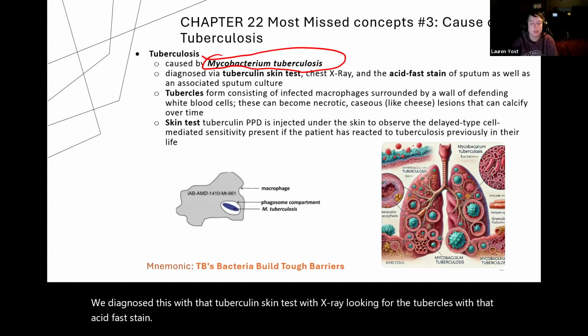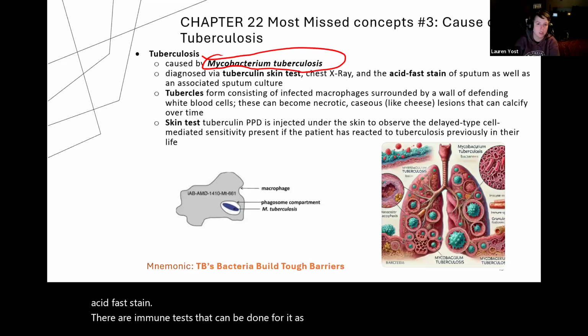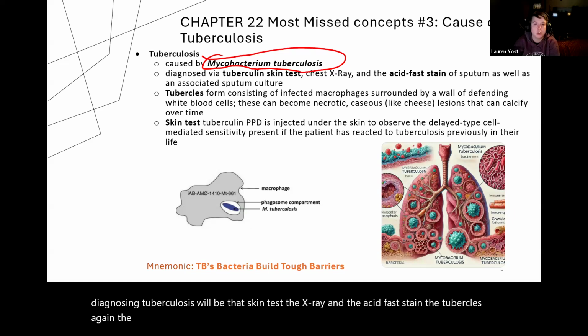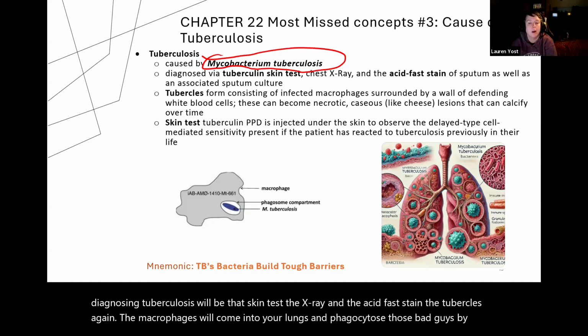There are immune tests that can be done for it as well, but our basically holy trinity for diagnosing tuberculosis will be that skin test, the X-ray, and the acid-fast stain. The tubercles, again, the macrophages will come into your lungs and phagocytose those bad guys by recognizing them by their antigens and stuff.